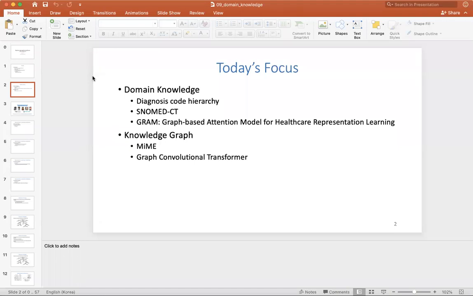All right, then we'll briefly talk about knowledge graph, how you can view electronic health records as knowledge graph, and then present two papers very briefly, because maybe it's an advanced topic, so it's not for today's material. So we'll cover very briefly two papers, MIME and graph convolution transformer.